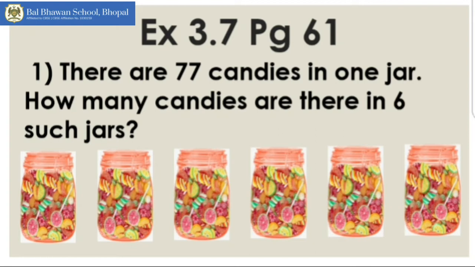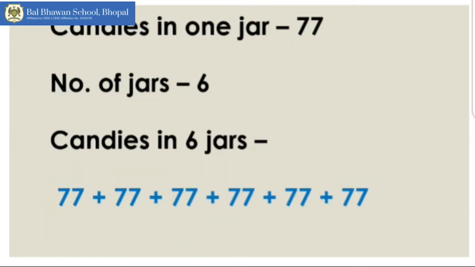So there are 77 candies in one jar. You can see here the picture of a jar full of candies. You have to find out how many candies are there in 6 jars. In one jar 77 candies are there. You can count the number of jars. 6 jars are given. So we have to find out the total number of candies in 6 jars.